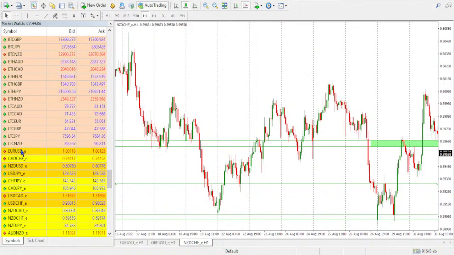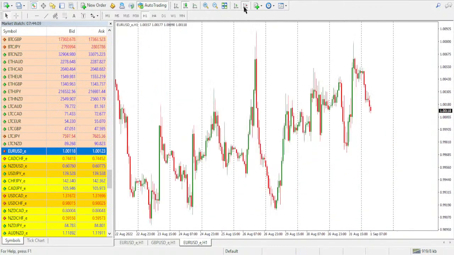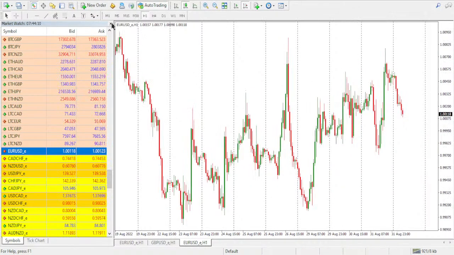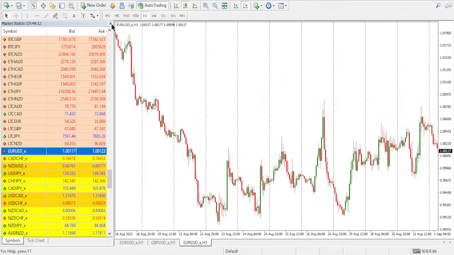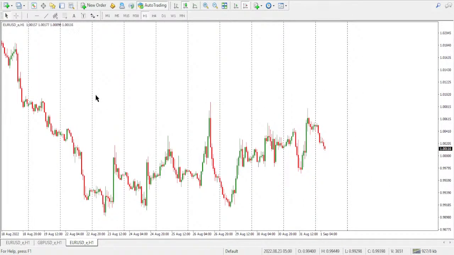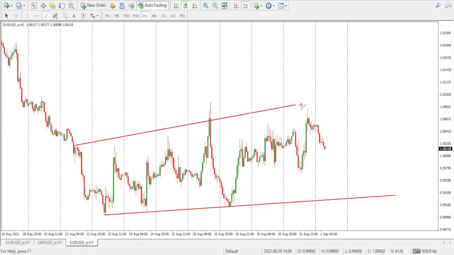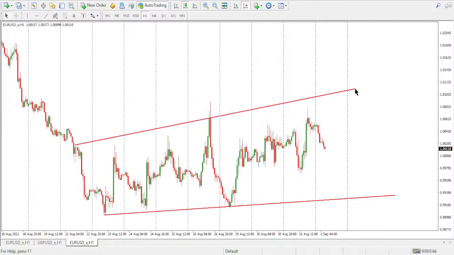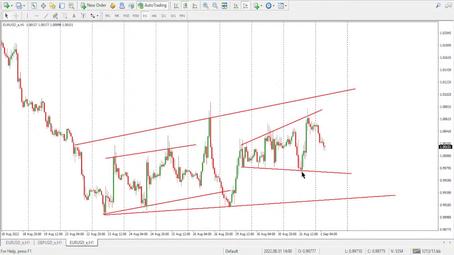So my next chart is Euro USD. With Euro USD, so far we are within some shape. We are within a very good shape. We have this, and then you have another. So we have a resistance.